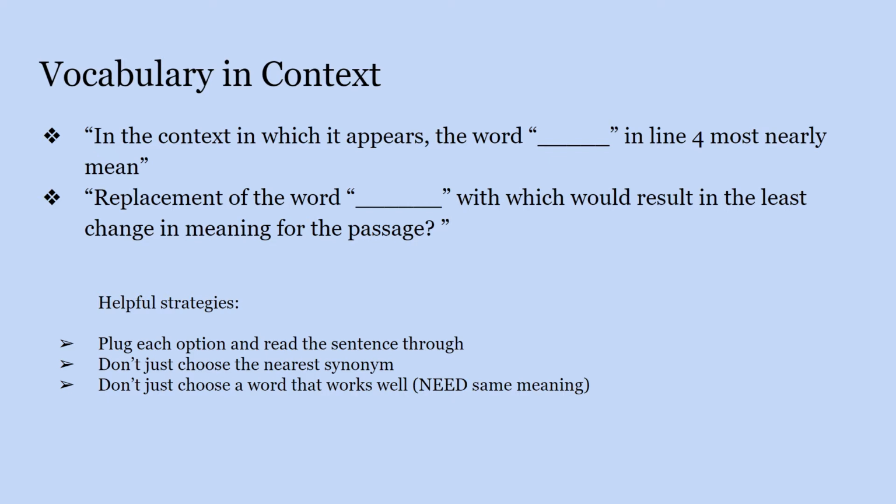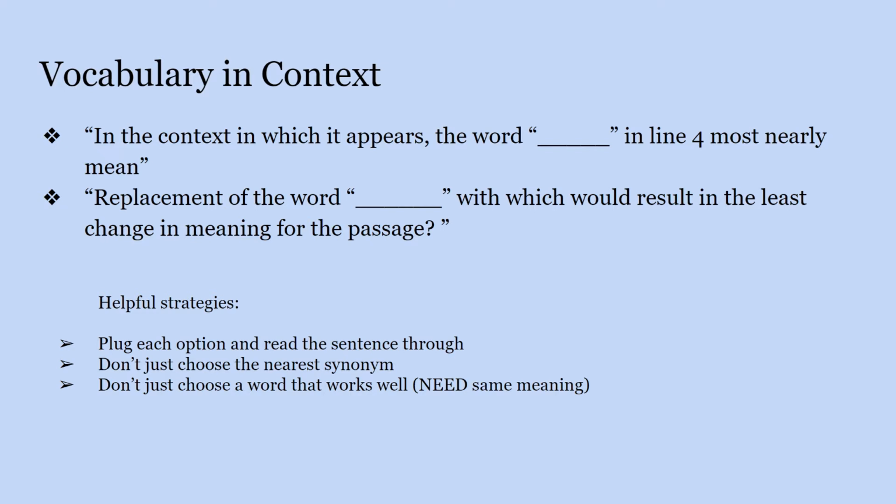Usually on the GRE, it's going to be phrased as: in the context in which it appears, the word blank in such and such line most nearly means which of the following, or replacement of the word blank with which would result in the least change in meaning for the passage. So in both cases, and in any other cases that you see it, essentially they're saying, if you pluck that word out and you put one of these five words in, which one is going to mean the same thing? And so the first strategy, maybe even the only strategy, really is to just do that. Take each of your options, plug them into the sentence, read it through, and see which one means the same thing as the original word.